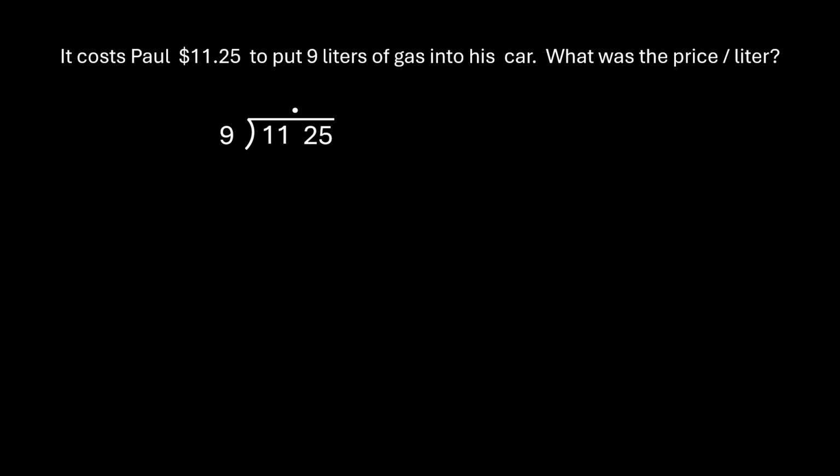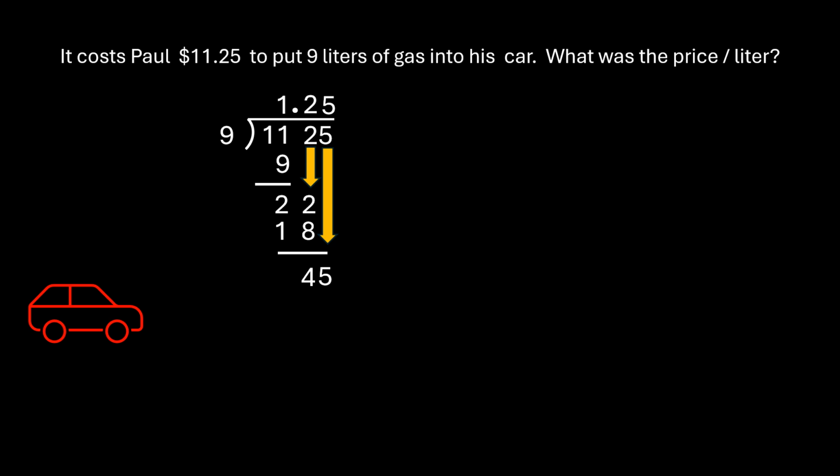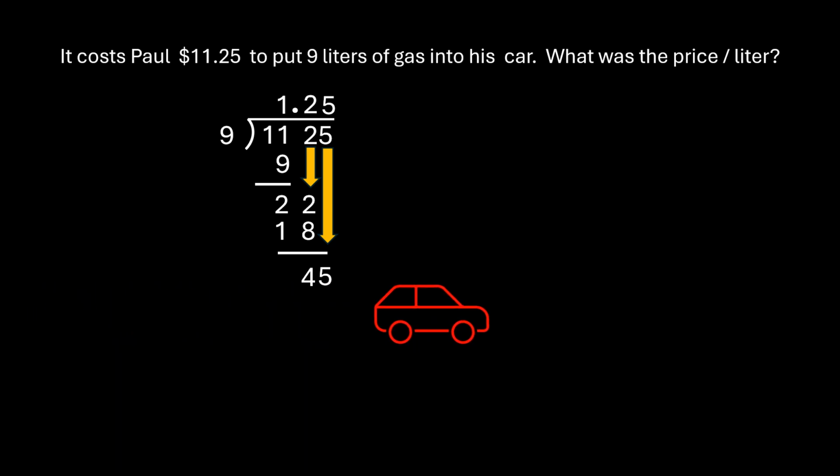9 goes into 11 once. 1 times 9 is 9. Subtract, and we'll get 2. Bring down the 2. 9 goes into 22 twice. 2 times 9 is 18. We'll subtract and get 4. Bring down the 5. 9 goes into 45 exactly 5 times. So our answer is $1.25.